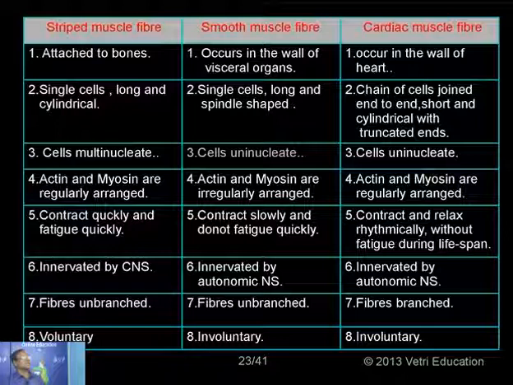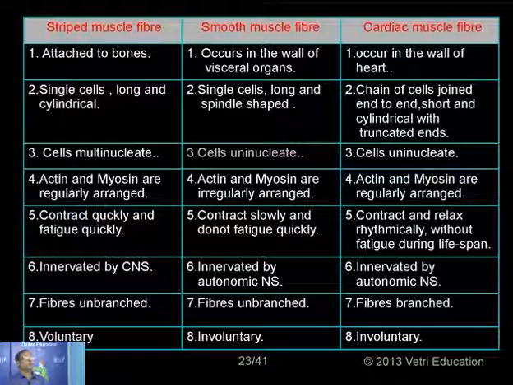Then normally the striped muscles are innervated or under the control of the central nervous system, like brain and spinal cord. Because they are innervated by the central nervous system, they are voluntary in nature. Whereas the smooth muscle and cardiac muscle are not working under the control of the central nervous system. They are innervated by the autonomic nervous system.